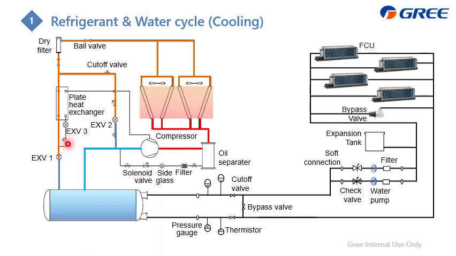And this EXV3 is for the two-stage compression, where the refrigerant flows like this. A partial refrigerant goes through this EXV3 and gets expanded, becoming low pressure, so it can absorb heat from the main road. Then it becomes gas, and we inject this gas into the compressor for second stage compression. This raises the system capacity and also the performance. And this is the refrigerant cycle.